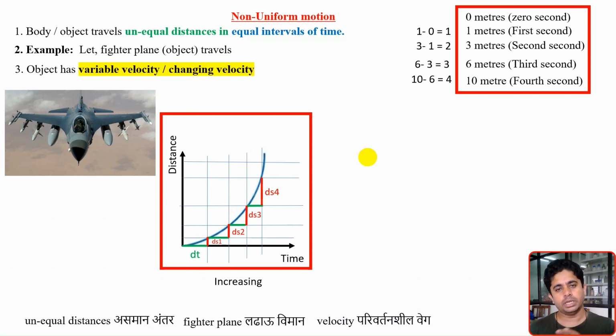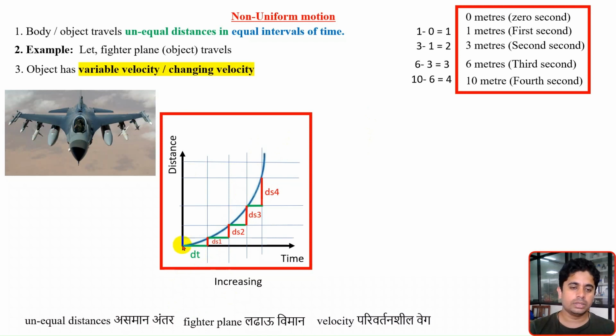Last video we discussed increasing non-uniform motion. In this video, we will discuss decreasing non-uniform motion. Mainly the difference between the increasing and decreasing non-uniform motion is that we will focus on the change in displacement for the particular time interval. In case of a uniform motion, change in displacement ds and corresponding time interval dt, ds divided by dt, so the ds by dt ratio has a constant value.